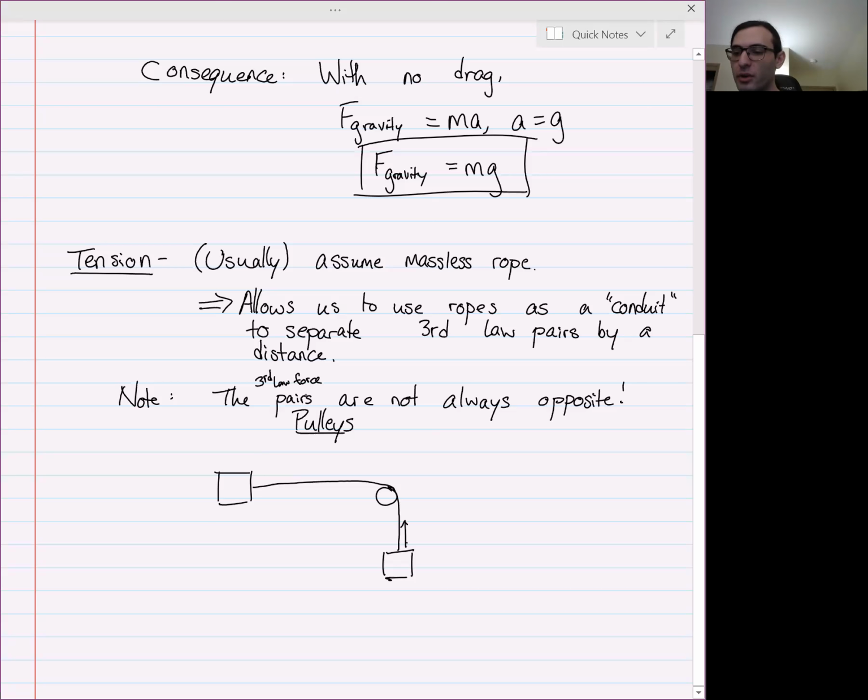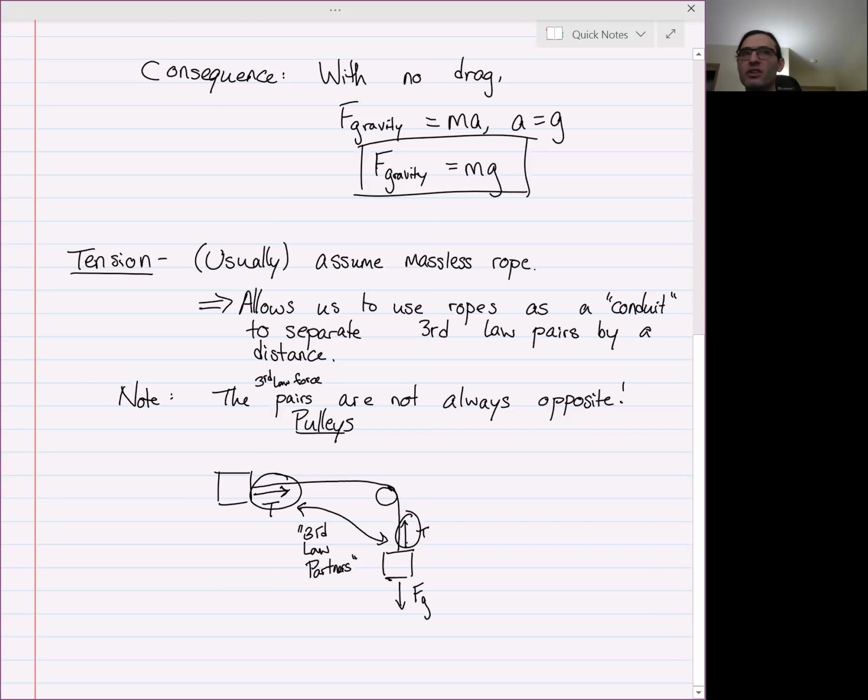The pairs are not always opposite. So there'd be a force of gravity downwards on this one. Now there would be a force of tension up because the rope is pulling up on the block. And then this block would experience a force to the right, which would also be tension. And so these two forces are third law force pairs, or third law partners. And so that's what I mean as a conduit, because they're not actually touching each other. They're just connected by a rope.